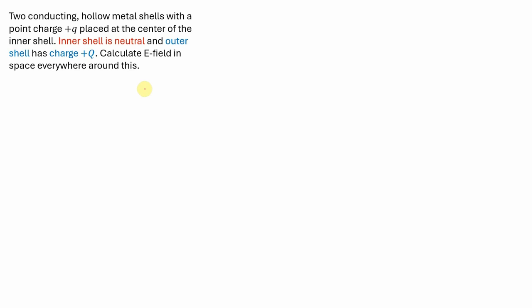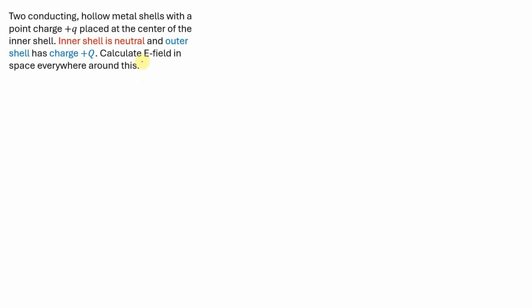All right, so let's look at this Gauss's law problem, which is incredibly illuminating. We have two conducting hollow metal shells with a point charge placed at the center of the inner shell, which is plus little q. The inner shell is neutral, meaning it has no charge, while the outer shell has overall charge plus capital Q. We want to calculate the electric field in space everywhere around this.